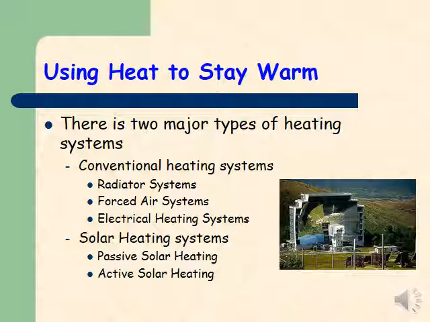There are two major types of heating systems. There are conventional heating systems, which include radiator systems, forced air systems, and electrical systems. This is what we're most familiar with. But there are also solar heating systems that involve passive solar heating and active solar heating, and sometimes we have these and we don't even realize it. This can be as simple as where your windows are facing in your house.